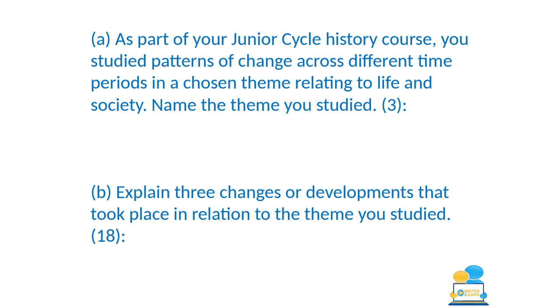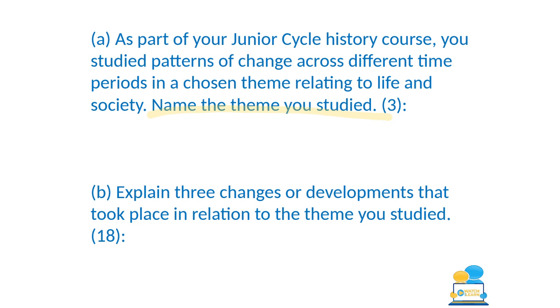So here's a sample question that may come up on your Junior Cycle History exam. Part A: as part of your Junior Cycle History course, you studied patterns of change across different time periods in a chosen theme relating to life and society. Name the theme you studied. So this tells us that we must know the name of the theme we studied. There was fashion and appearance, crime and punishment, health and medicine, etc. Ours was obviously health and medicine. So you have to know the name of your theme.